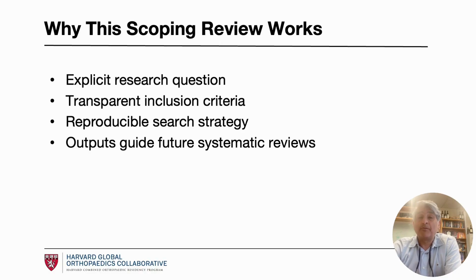So, why does this type of review work? Scoping reviews are often abused. However, the example presented here shows discipline. It doesn't overinterpret results. It doesn't pretend to guide practice. It maps the terrain so others can build stronger studies. So it's very explicit with the research question, very transparent with the inclusion criteria, the search strategy is very reproducible, and the output actually guides future systematic reviews as the next level of evaluation of the topic.